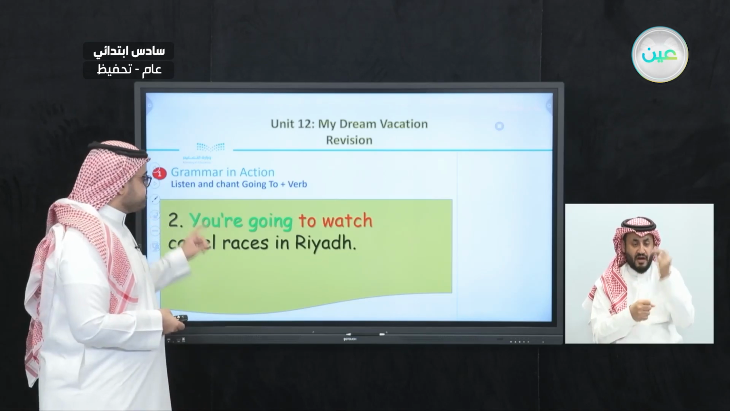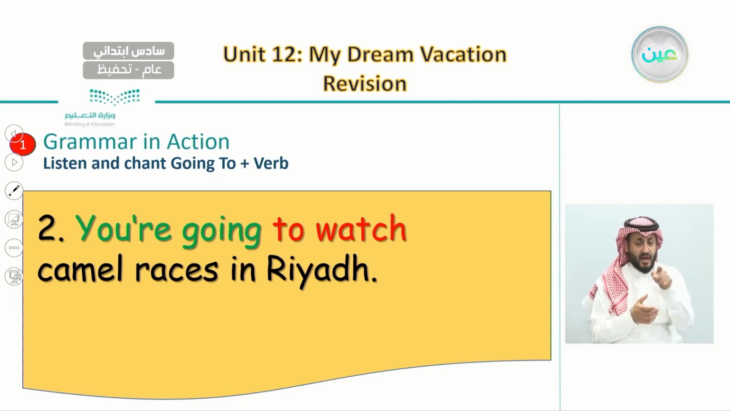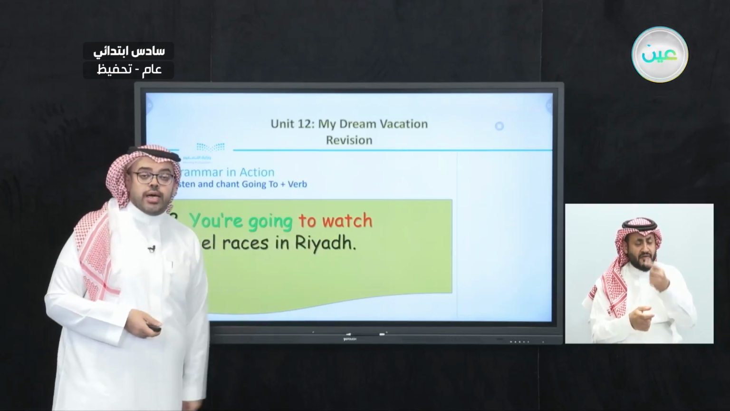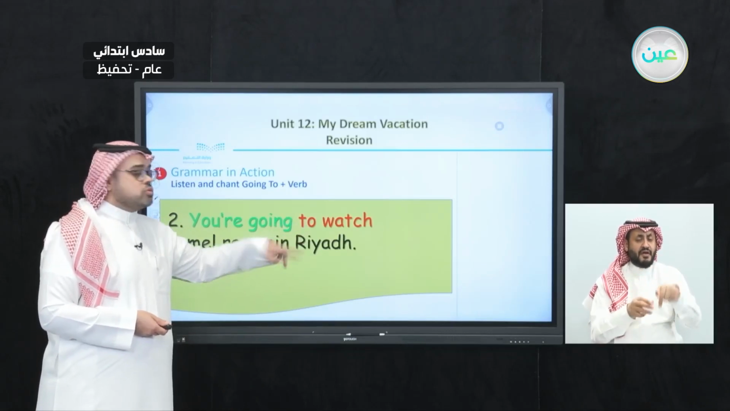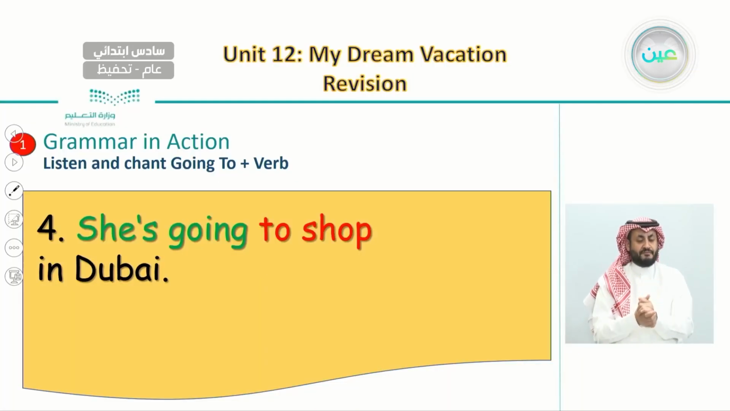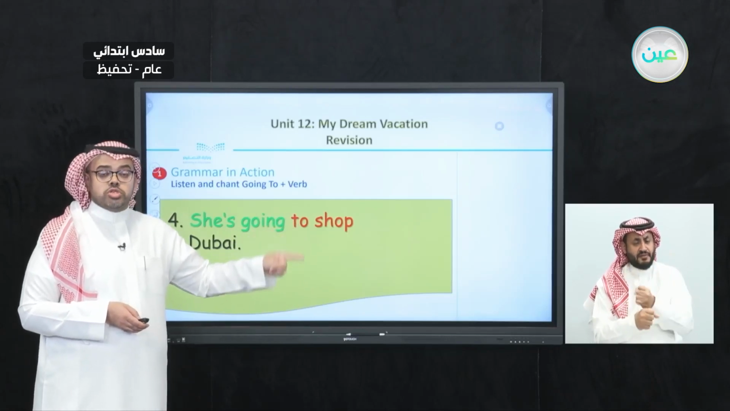So here, for example, you are going to watch camel races in Riyadh. You are going to watch camel races in Riyadh. So here we're talking about your plans to watch camel races in Riyadh. So here we use going to talk about plans, not to talk about places you are going to. And with number 4, she is going to shop in Dubai, which means her plans are to shop in Dubai.